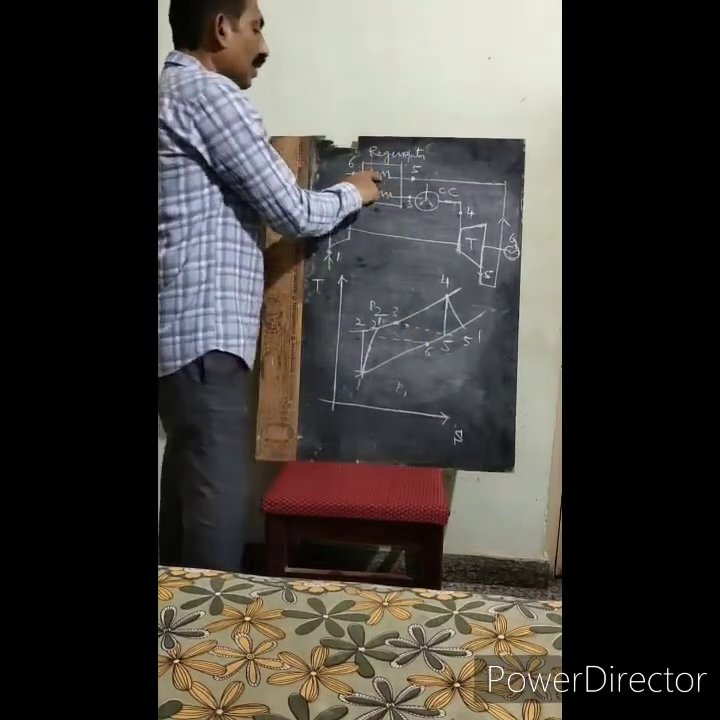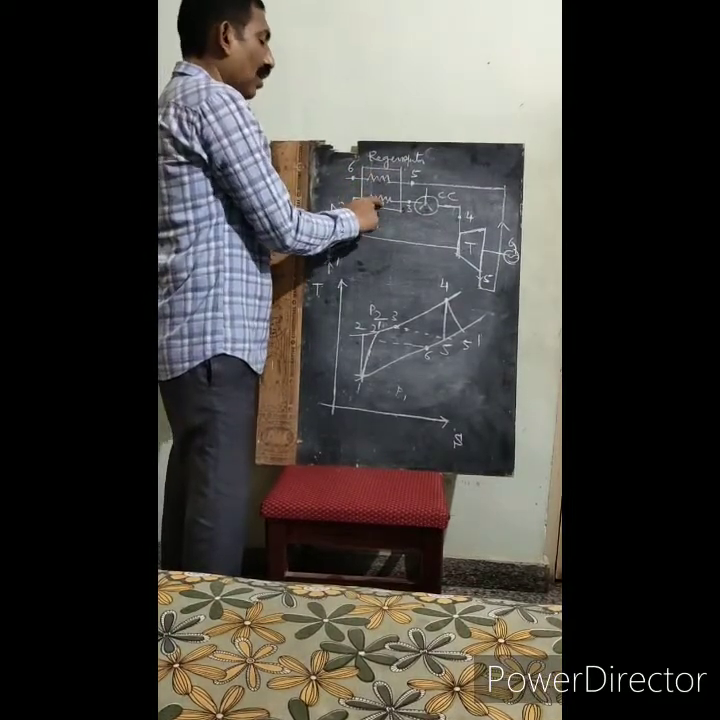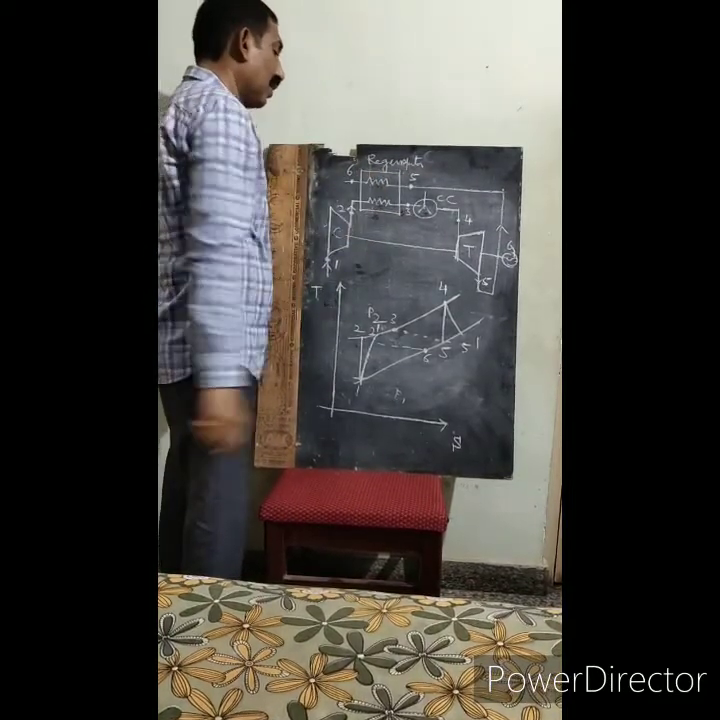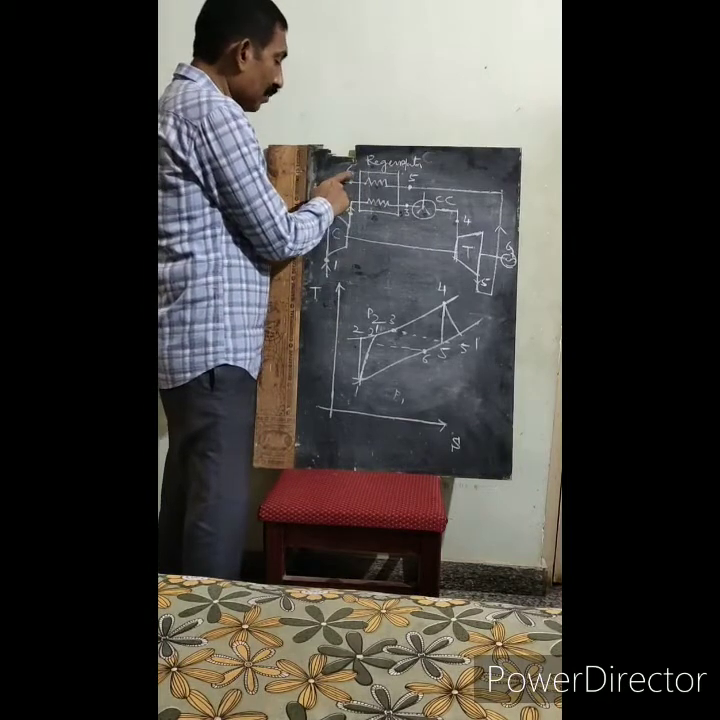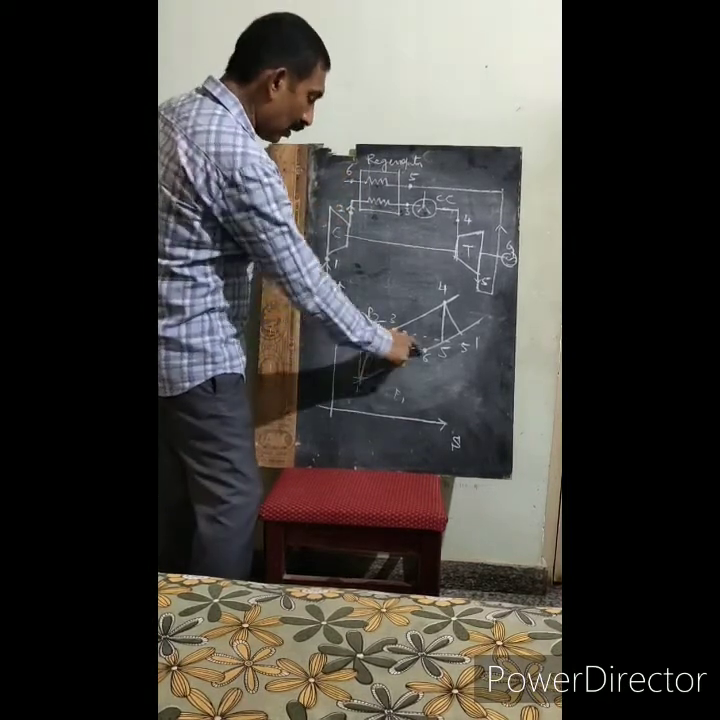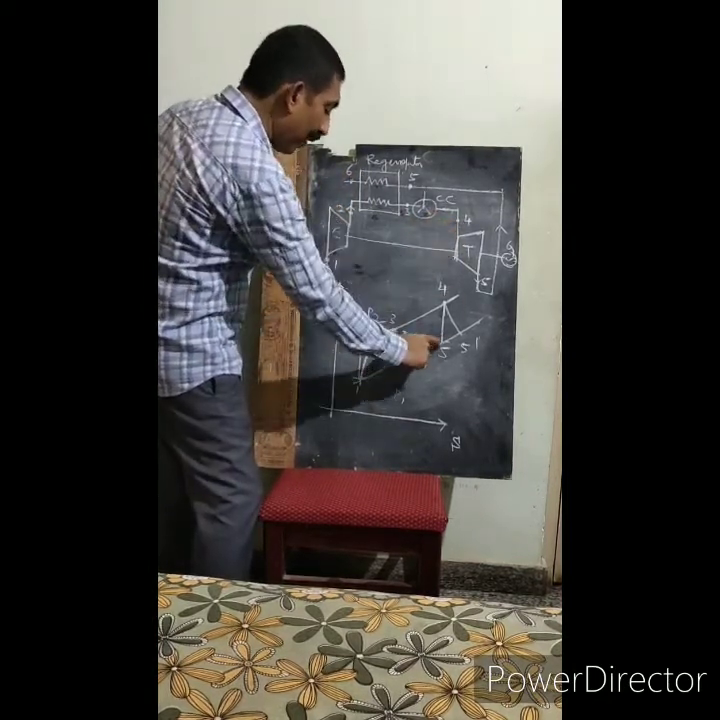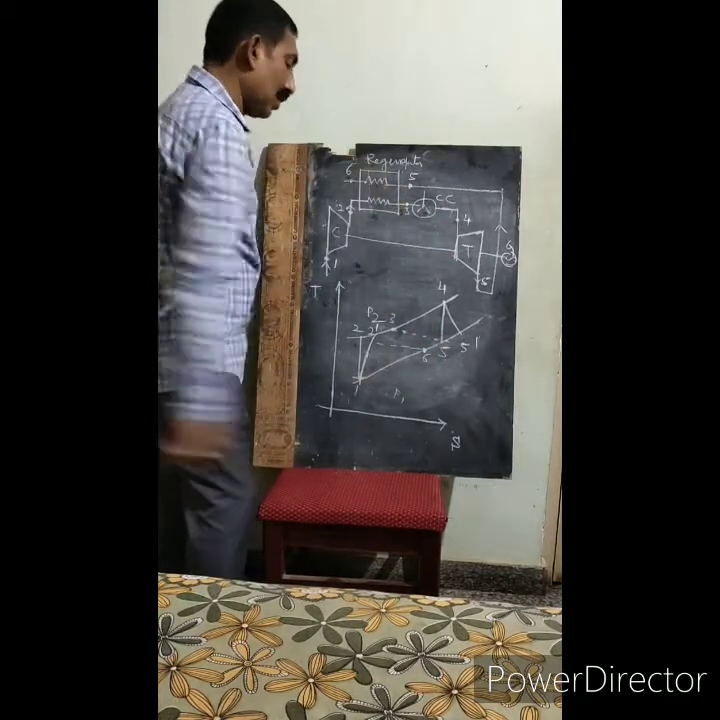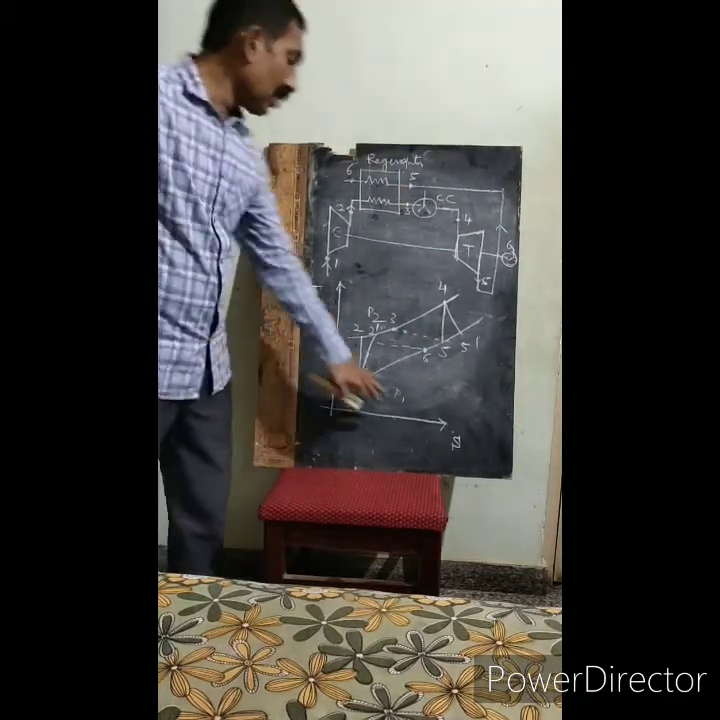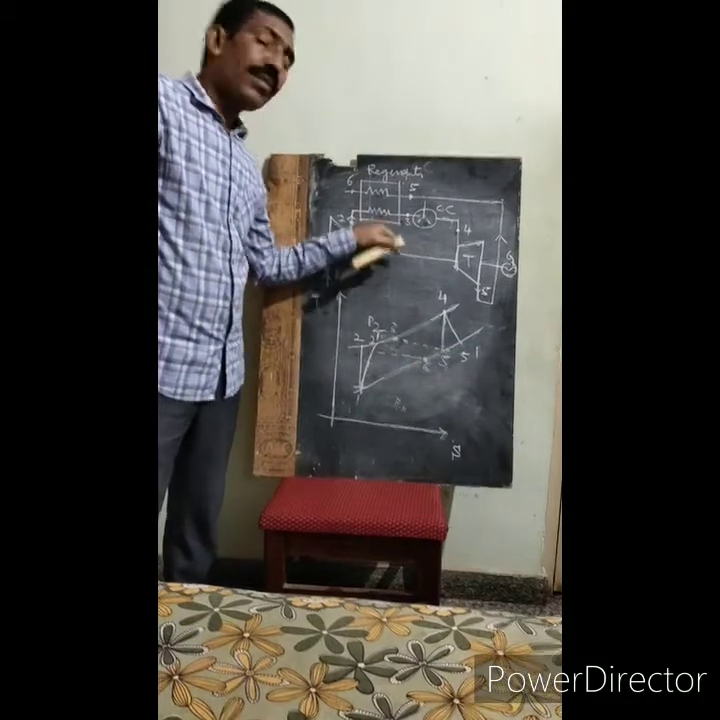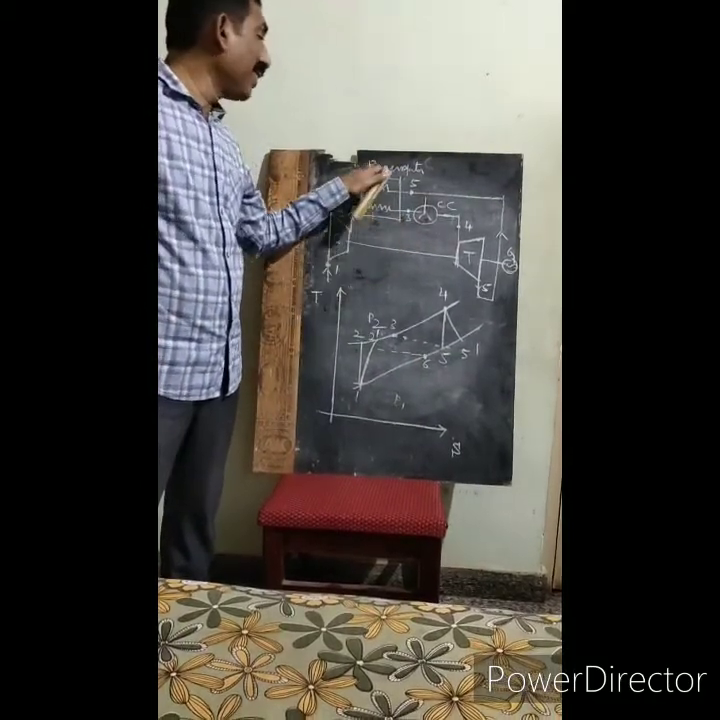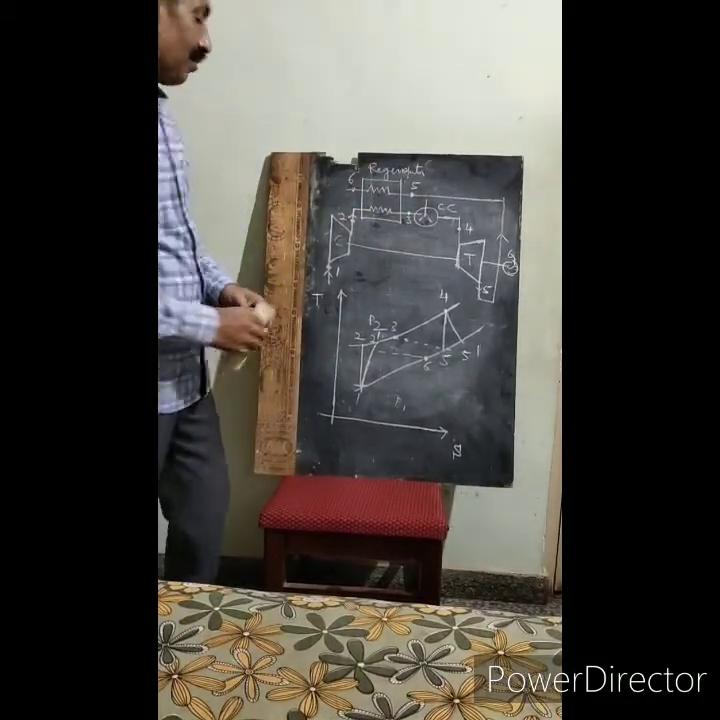So after projecting its heat to the compressed air, its temperature will be decreased to T6, but T6 is equal to T2 and T5 is equal to T3. So this is about the TS diagram of simple open cycle gas turbine with a regenerator.